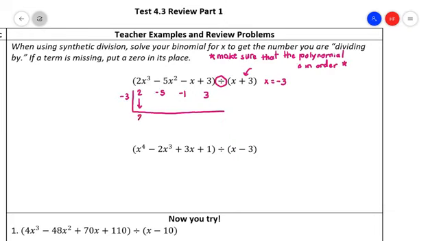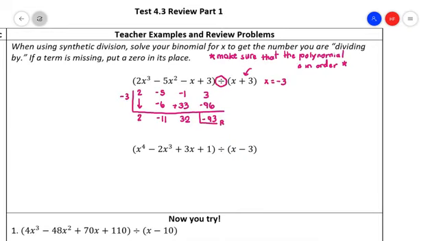So we drop the first one, and then we multiply the two outside numbers. So -3 times 2 is -6. -5 minus 6, -11. -3 times -11 is +33. -1 plus 33 is 32. And then -3 times 32 is -96. And then 3 minus 96 is -93. That's going to be my remainder.